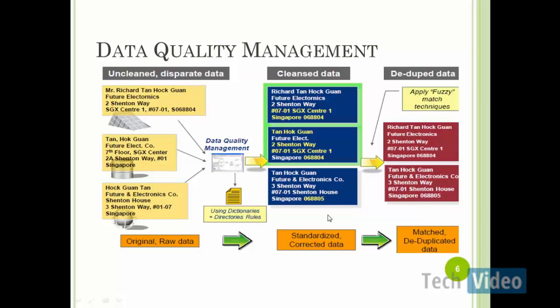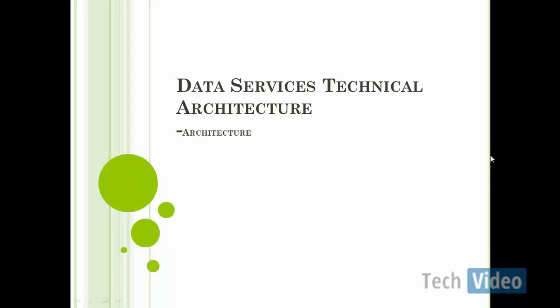BODS will identify which two records belong to the same company. In order to avoid duplicacy, what exactly is BODS going to do? BODS is going to take the original raw data, standardize and correct the data, and match and deduplicate the data. That is what actually happens with data quality management. So finally, instead of three records, we arrive at two records. That is what actually happens with data quality management.